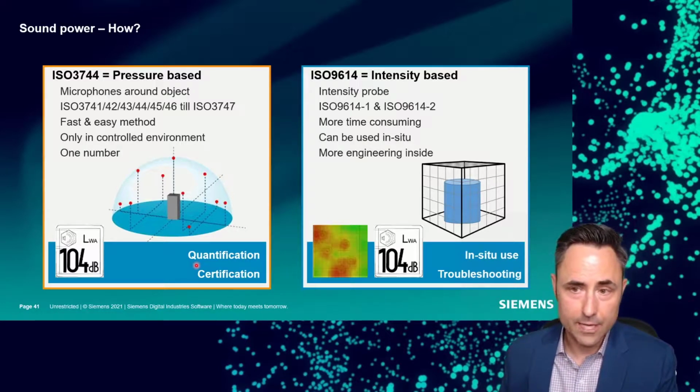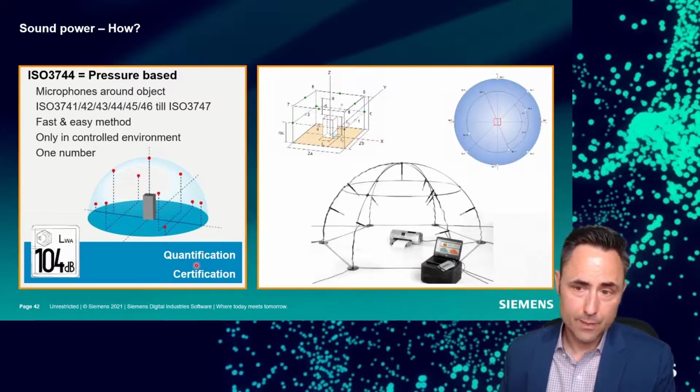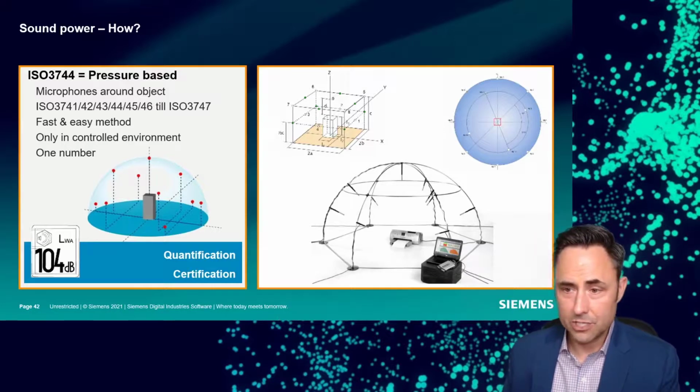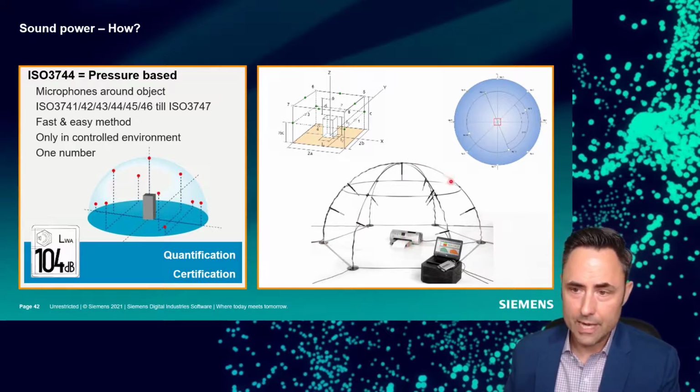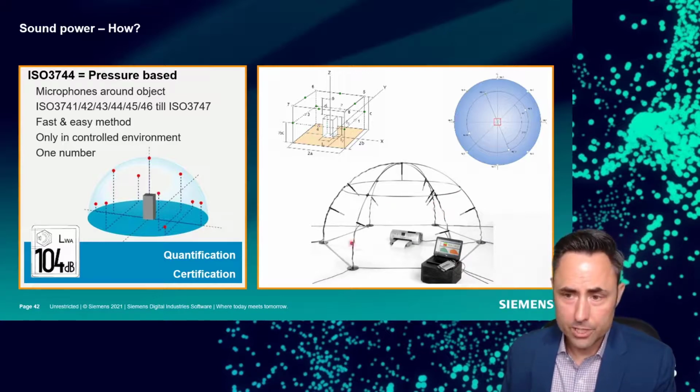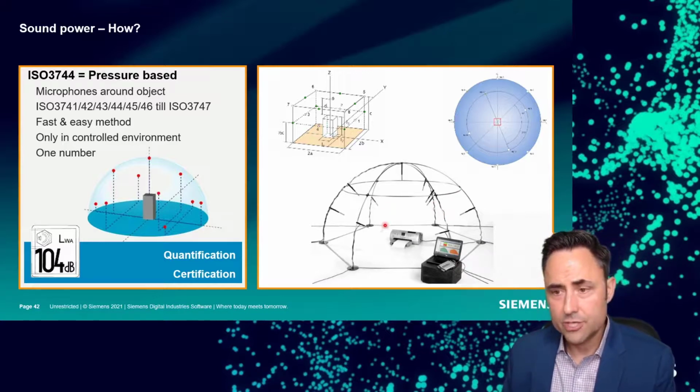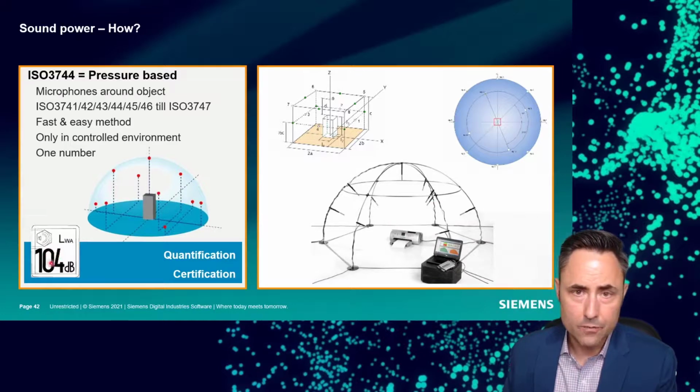We'll talk about that later, but right now, with this pressure-based method, essentially we're going to take a bunch of sound pressure measurements and we're going to surround our noise-making object. In this case, it's a printer, right? And we've got microphones all around it, in front, behind, left, right, above, and we're going to make a bunch of noise measurements, right? And we're going to use some calculations to come up with this one number over here, okay?